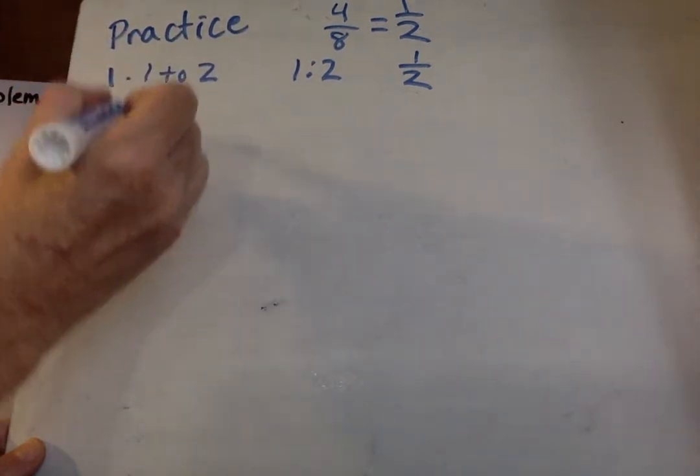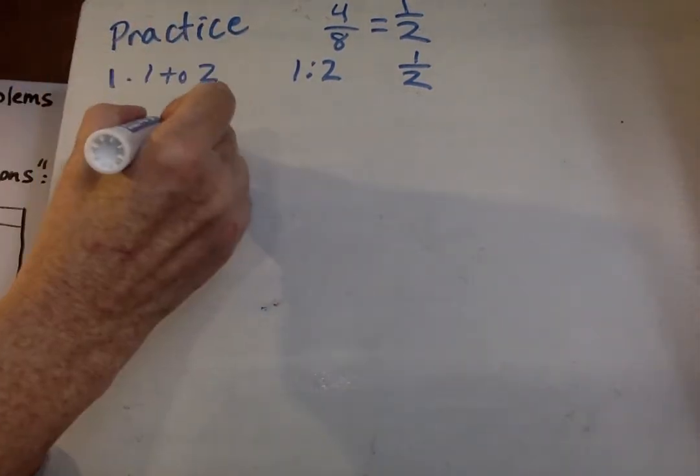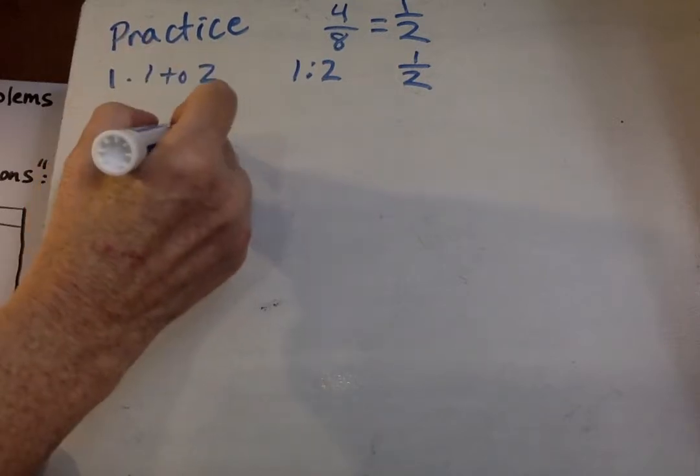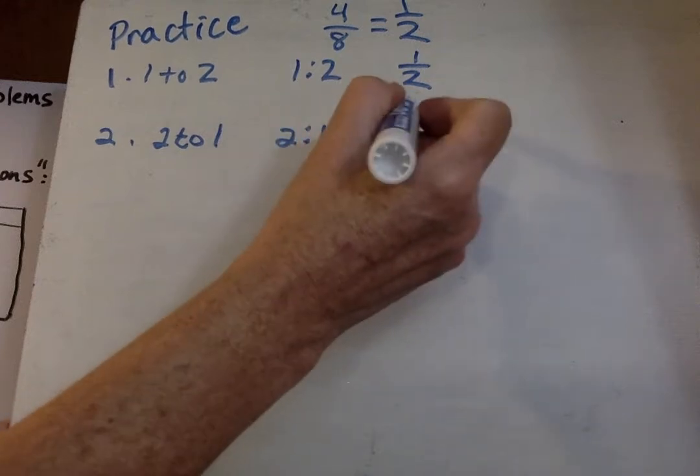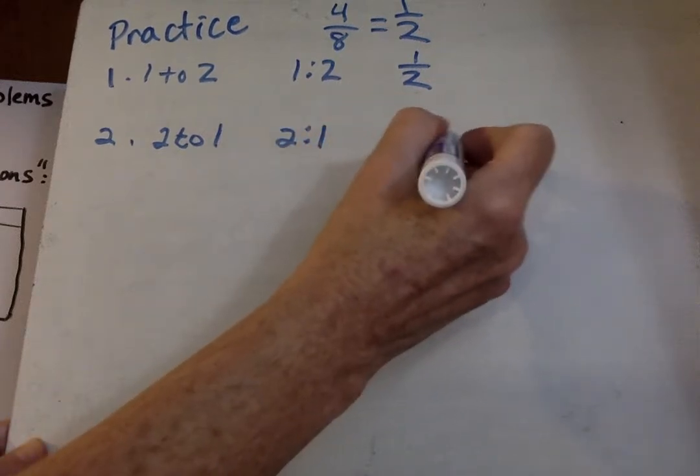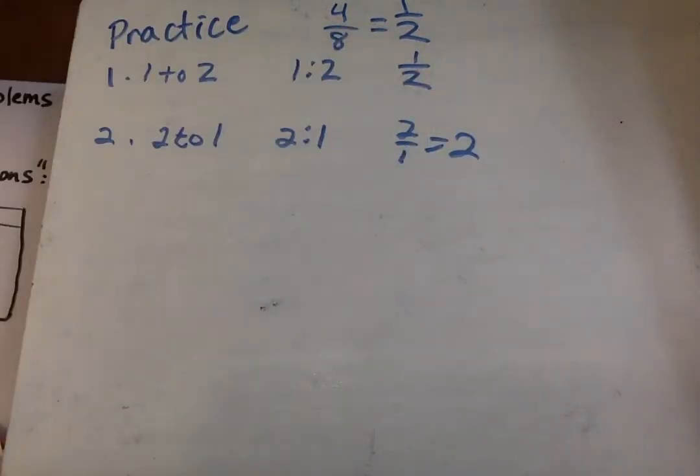Now part 2 says squares to circles. We say there's 2 to 1, or 2 to 1 using a colon, or 2/1. And I always like to simplify to 2 on that. Okay.